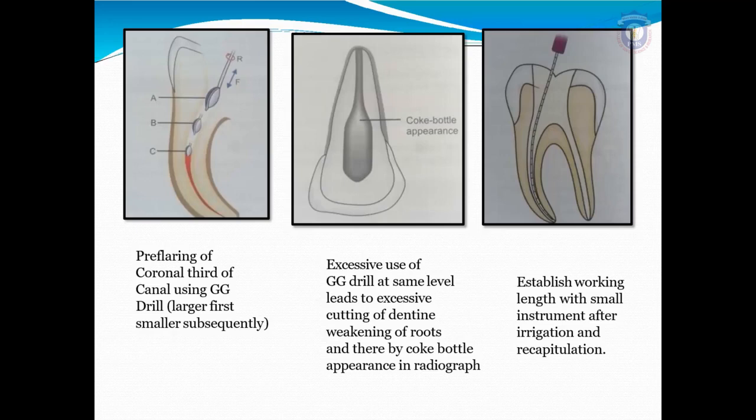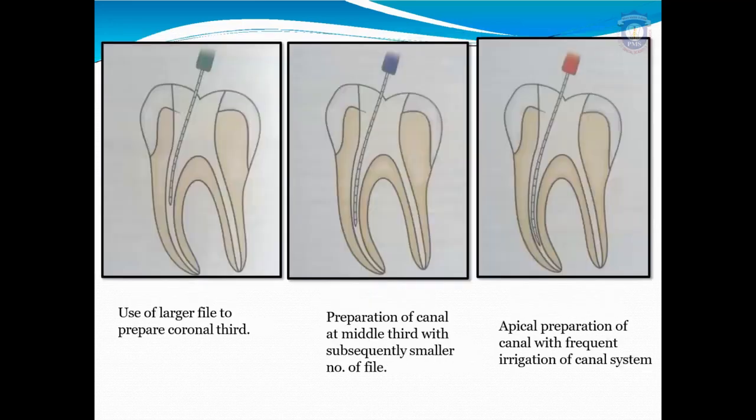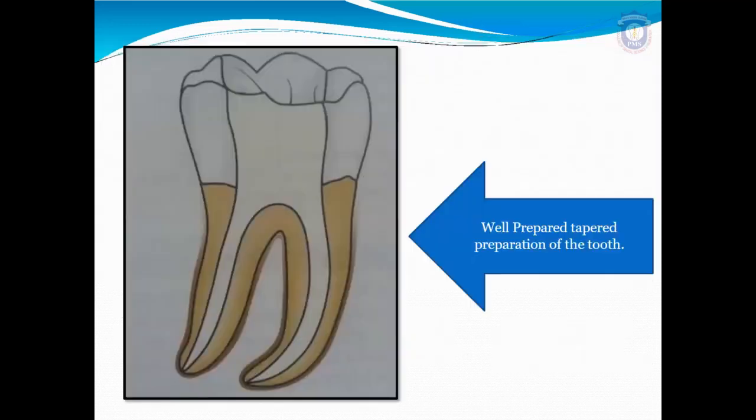Further, establishing of the working length is done after the coronal enlargement with a smaller instrument after irrigation and recapitulation. Use of larger file is done to prepare the coronal third. Preparation of the canal at the middle third with subsequently smaller files is done. Apical preparation of the canal with frequent irrigation of the canal system is also done. Thus, a well-prepared and tapered preparation of the tooth is obtained using a crown down technique.